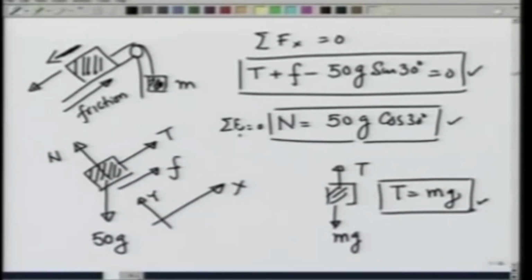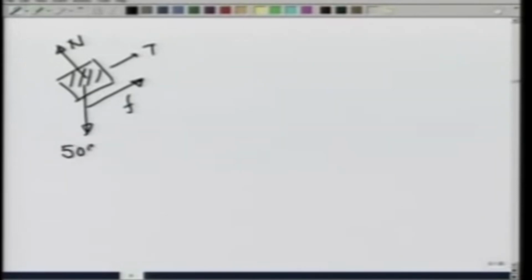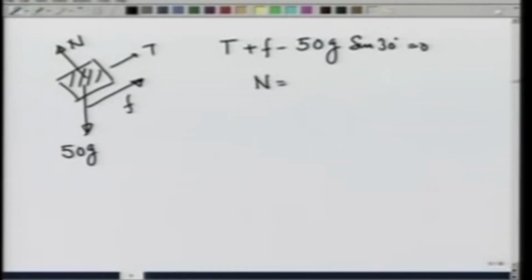So, let us look at the equations once more. I have this bigger mass which has a frictional force acting this way, T acting this way, normal reaction acting this way, and 50 g pulling it down, and the equations that I wrote were T plus f minus 50 g sine of 30 equal to 0, N equals 50 g cosine of 30 degrees, and T equals mg.